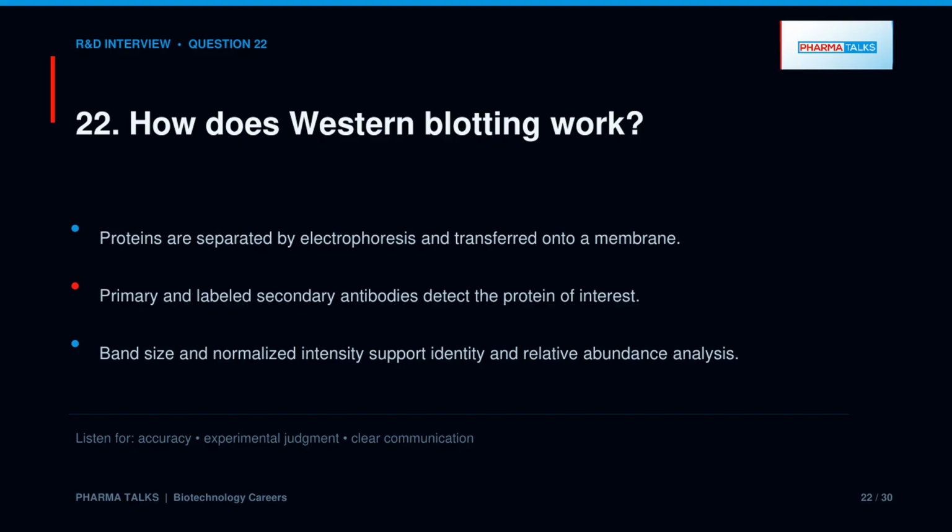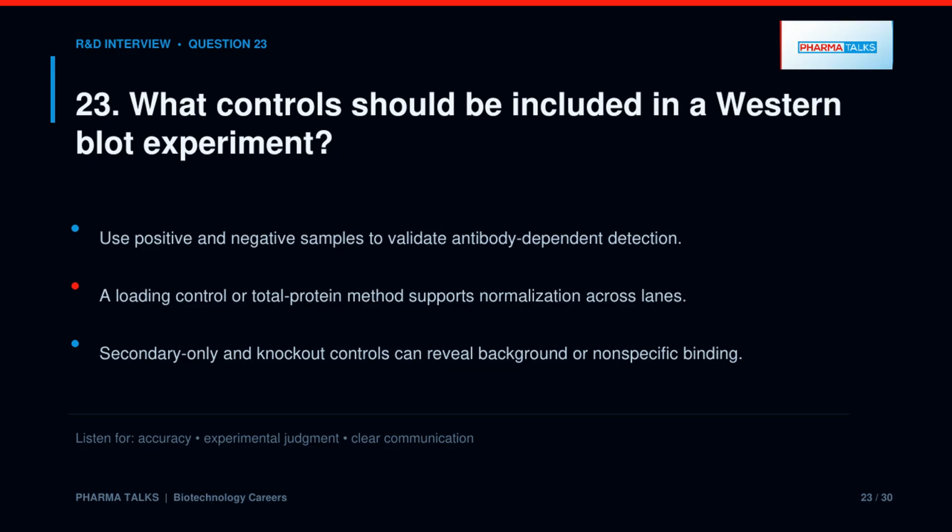Question 22. How does Western blotting work? In Western blotting, proteins are first separated by gel electrophoresis and transferred to a membrane. The membrane is blocked, then incubated with a target-specific primary antibody and a labeled secondary antibody. Detection reveals a band at the expected molecular weight. Quantification requires suitable exposure and normalization to total protein or a validated loading control.